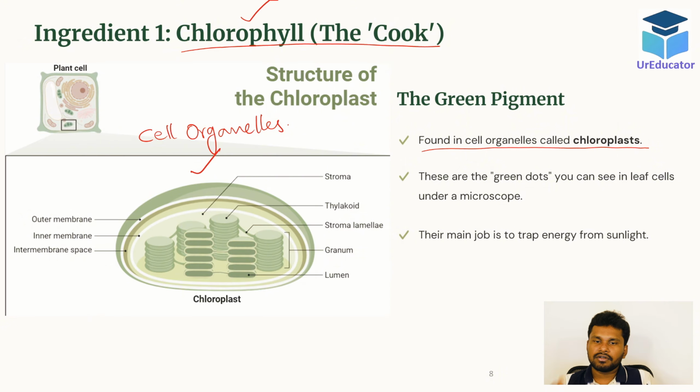What is the function of chlorophyll pigment? First of all, let's discuss a little more before its function. It is green in color, and that is the reason why the leaves are green in color, because of the presence of chlorophyll pigment and chloroplast, we can say, because chlorophyll is present in chloroplast. Next, their main job is to trap energy from the sunlight. The main function of chloroplast is to grab the energy from the sunlight.